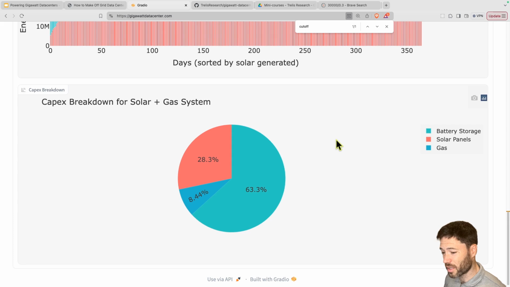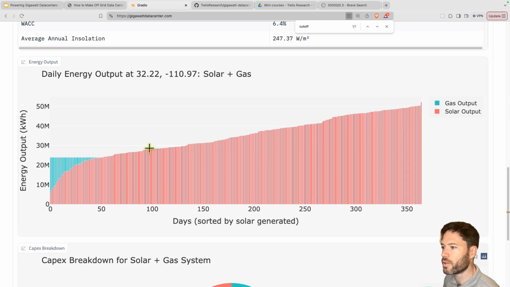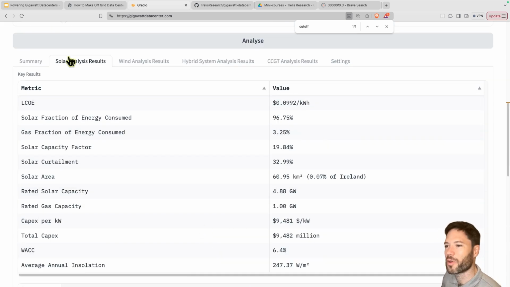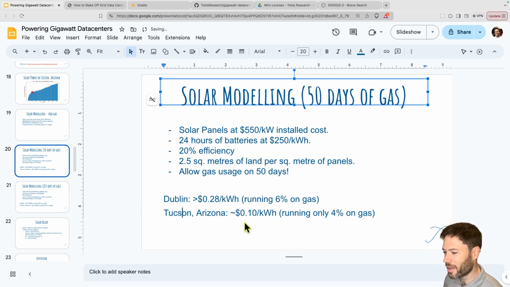In fact, to the extent that batteries are now the leading capex cost if we hold constant, needing 24 hours of batteries. So that's an example of how solar can be reduced significantly in cost just by adding in a small amount of gas. And it works particularly well in a location like Tucson, where we have sun that is going to be not so different between the winter and the summer.